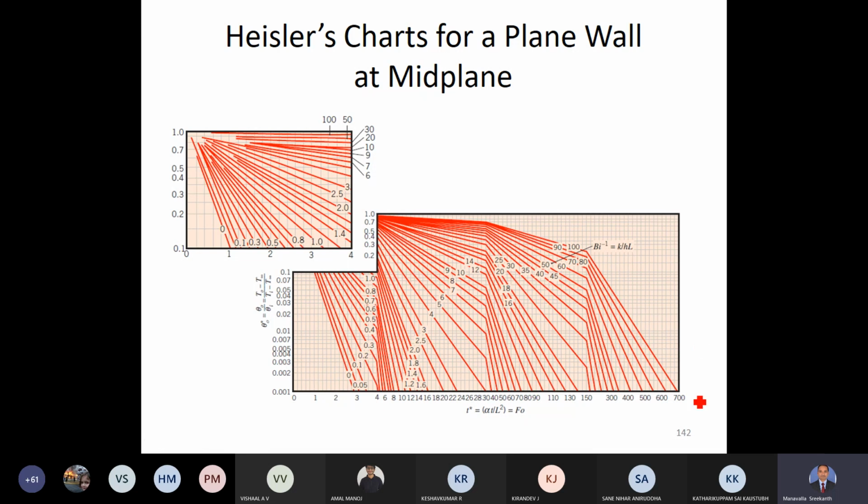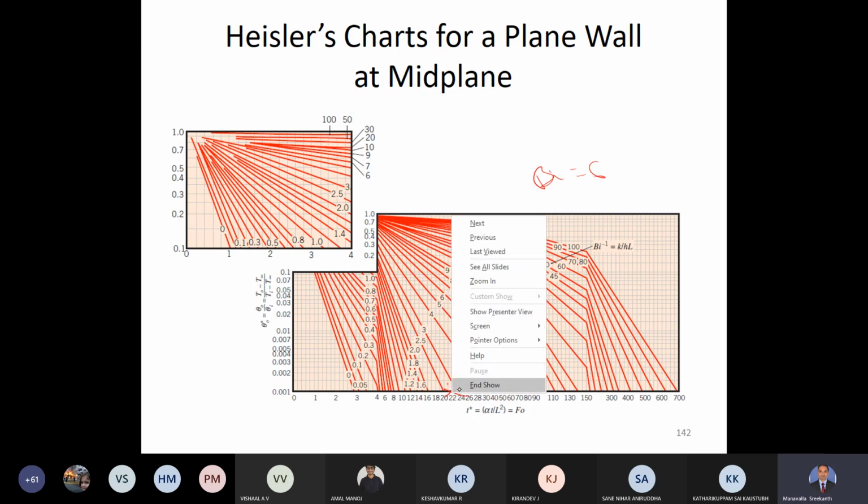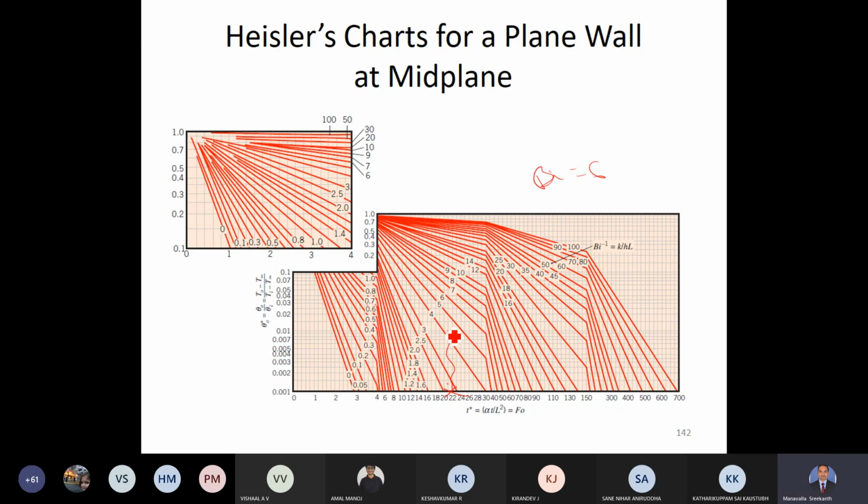For example, let us say our Fourier number is this one, and Biot number is let us say 6. So I'll draw a vertical line here up to Biot number 6, and I'll read the value on the y-axis. You see here on the y-axis there is a temperature difference ratio given, using which I can read the value of the center temperature. So this is for the mid plane. Be careful, this is only for the mid plane, but there are other locations also.